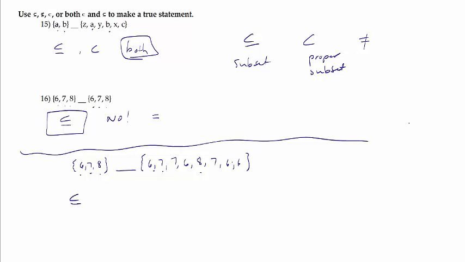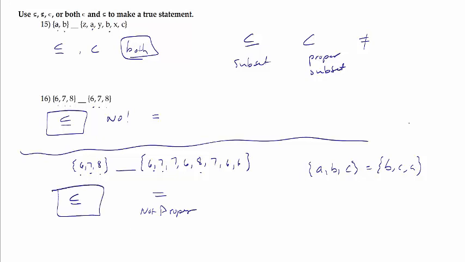Yes, they are. Because this set on the right, remember with sets, the order of the elements does not matter. The set A, B, C is equal to the set B, C, A. They're equivalent. And then also if you repeat items, that doesn't change the set either. So since these two sets are equal to each other, then they are not proper. Not a proper subset. So the only symbol I could use in this case would be subset.